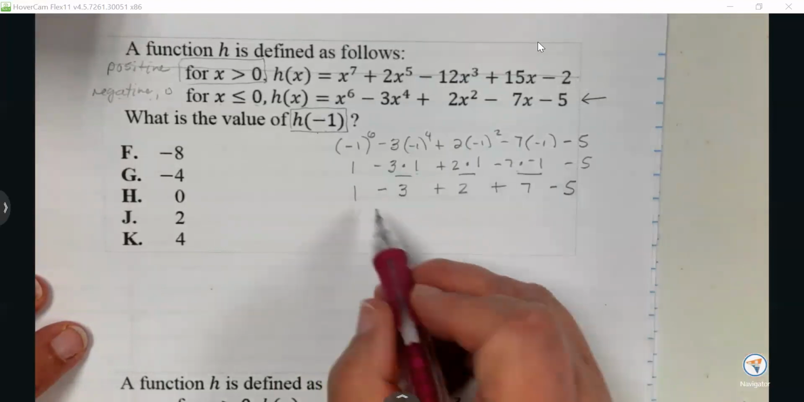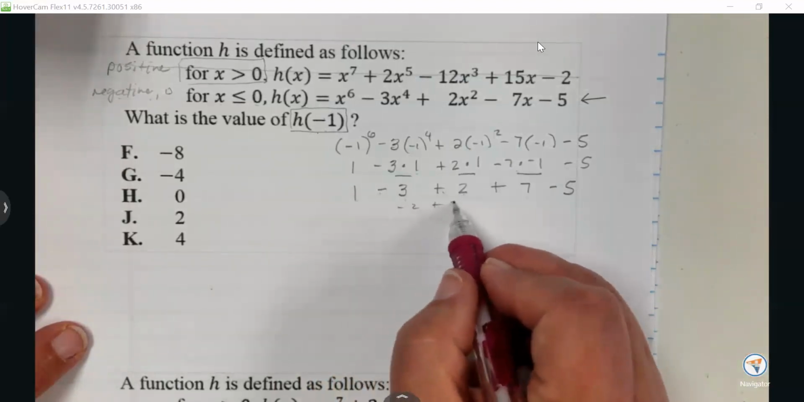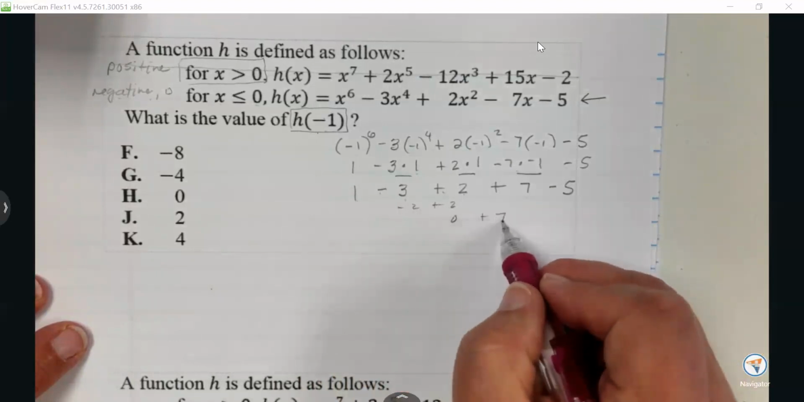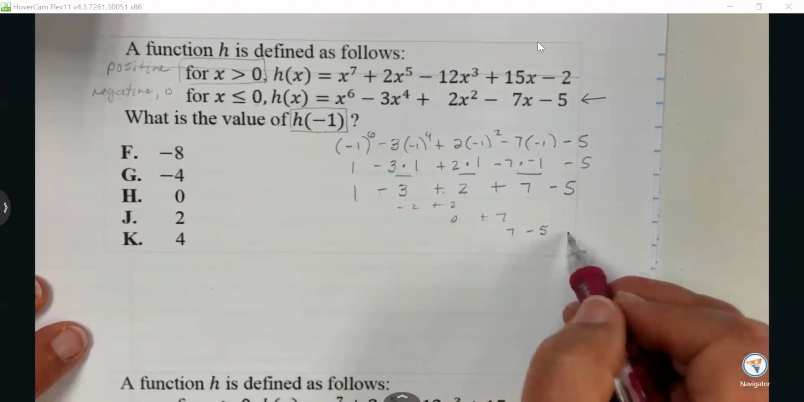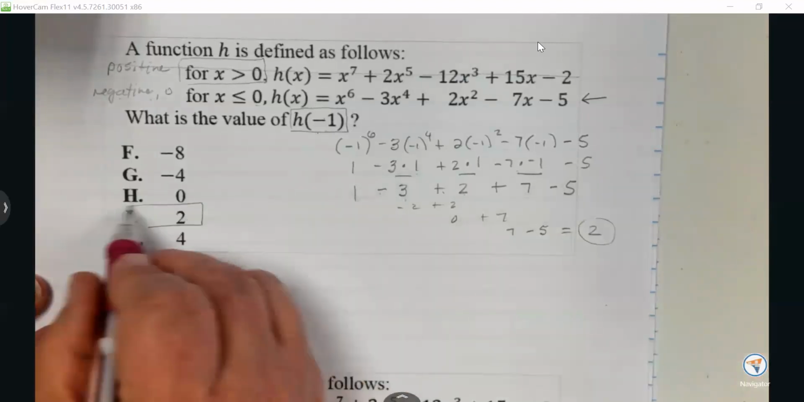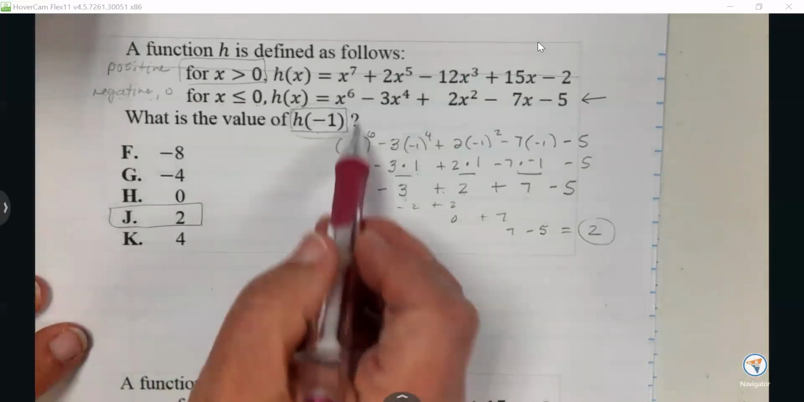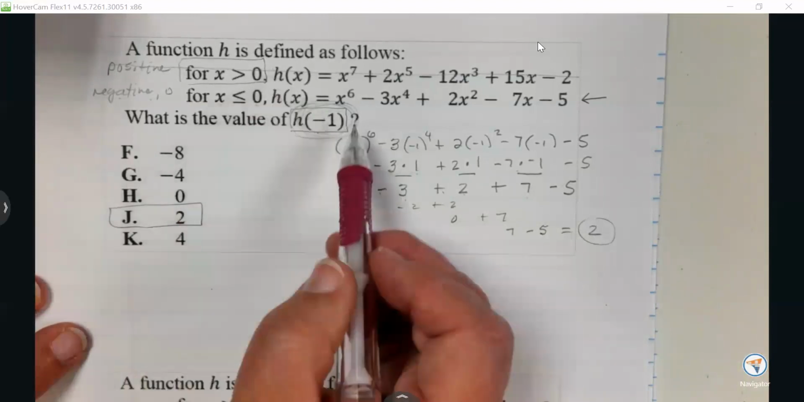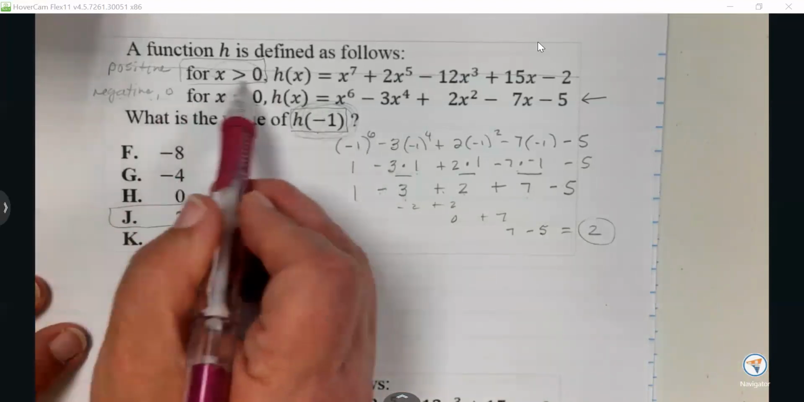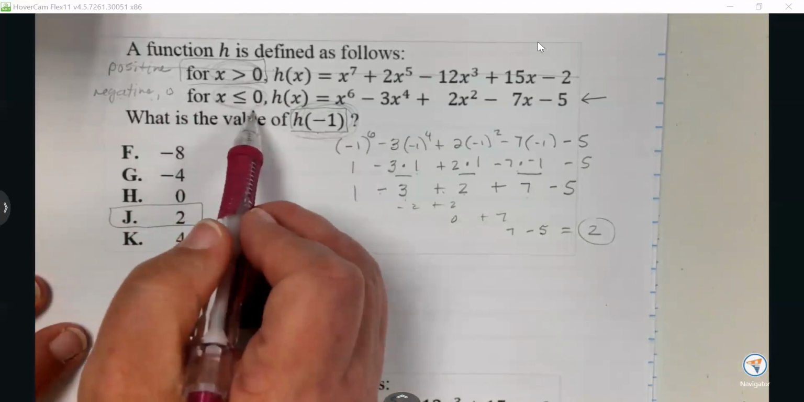Now I'm going to work just left to right. 1 minus 3 is -2, plus 2 is 0, plus 7 is 7, minus 5 is 2. So it looks like my solution is J, 2. Now remember, the whole reason I could figure out which one of these to plug it into is because I need to know for this value, those are positive numbers, these are negative numbers or 0.